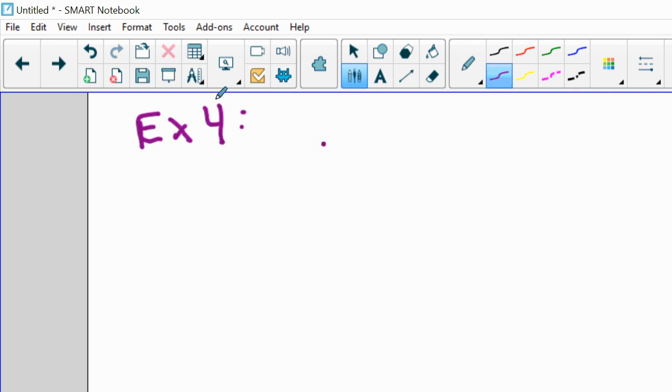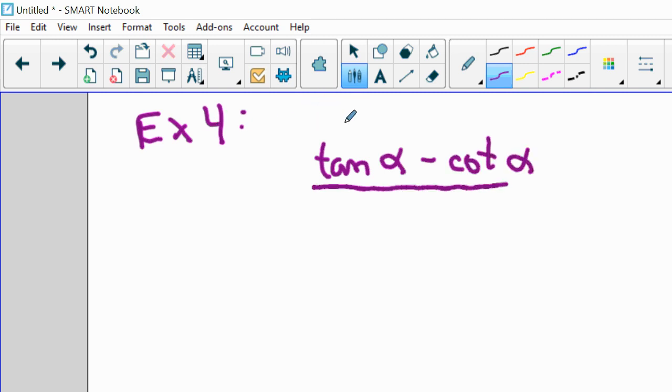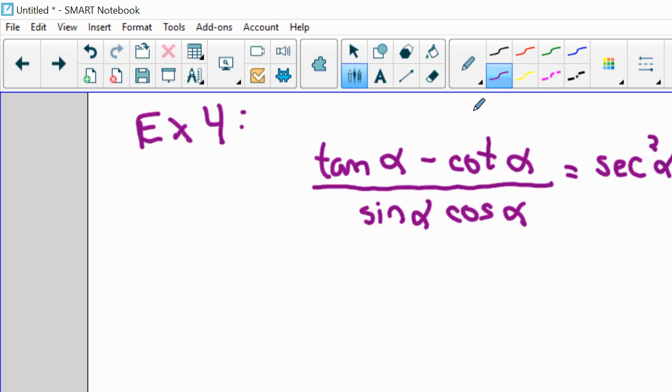Here's the problem. Tangent, I hate it. They use a t. I refuse to use a t. I'm going to use an alpha. Tangent alpha minus cotangent alpha over sine alpha cosine alpha equals secant squared alpha minus cosecant squared alpha. Whoa, this looks scary. Proof. There's a left side and there's a right side.